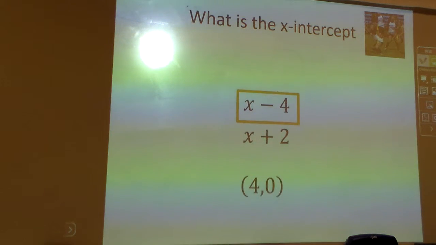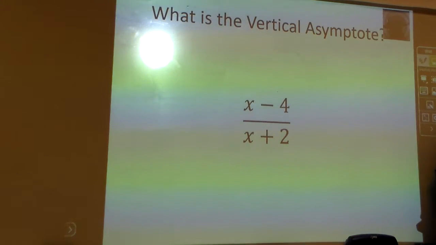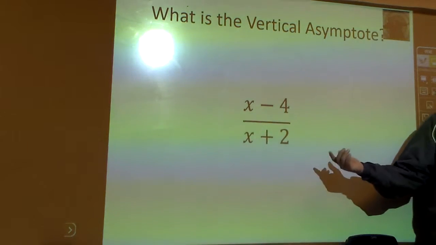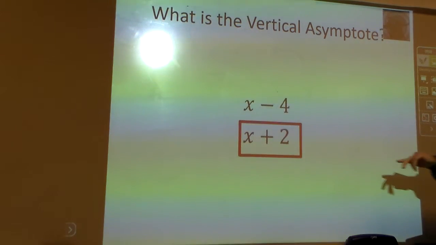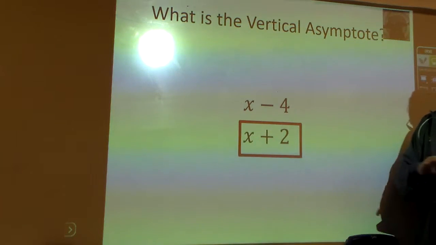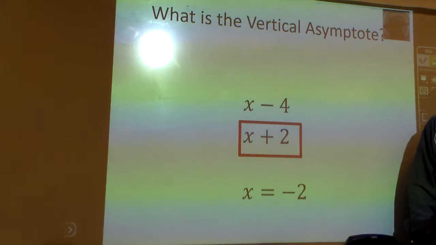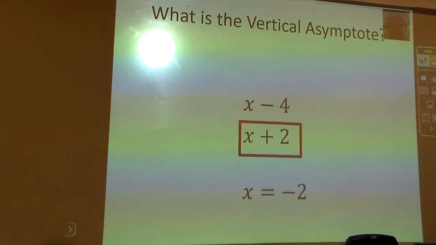Okay, X-intercept. The vertical asymptote, which one do we box in? What's the one we haven't boxed in yet? We've done left, right, top, so it's the bottom. And basically, what will make this one equal 0? Negative 2. So the asymptote will occur at x equals negative 2.